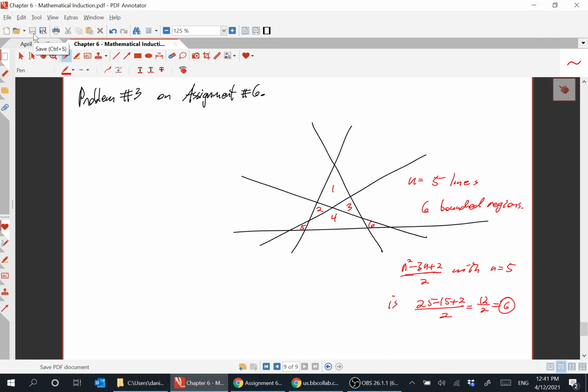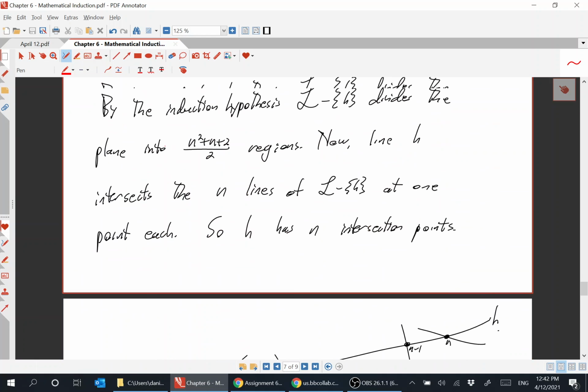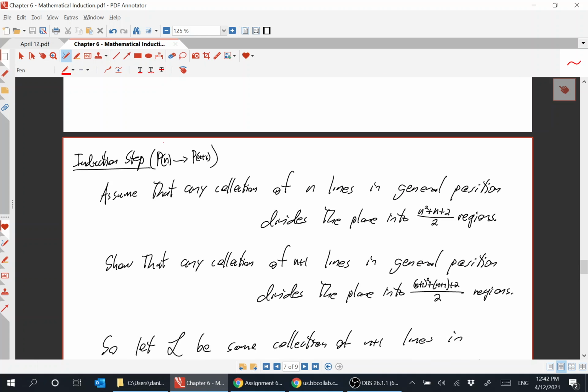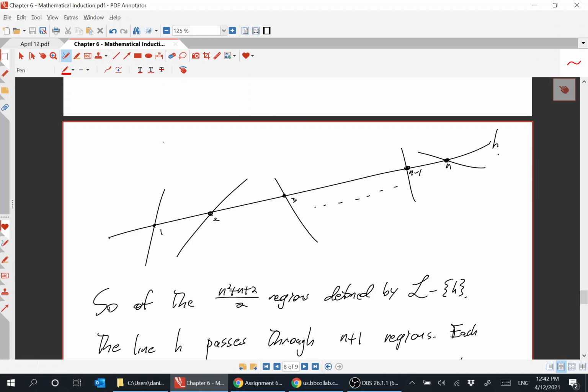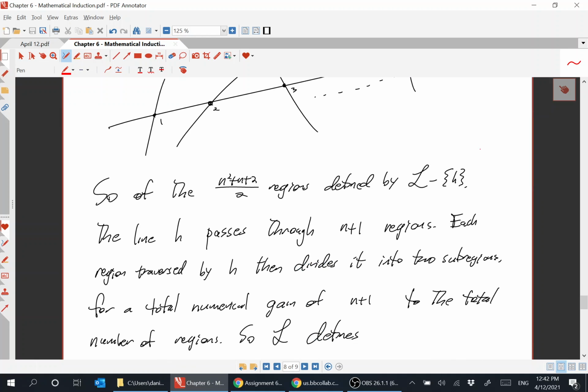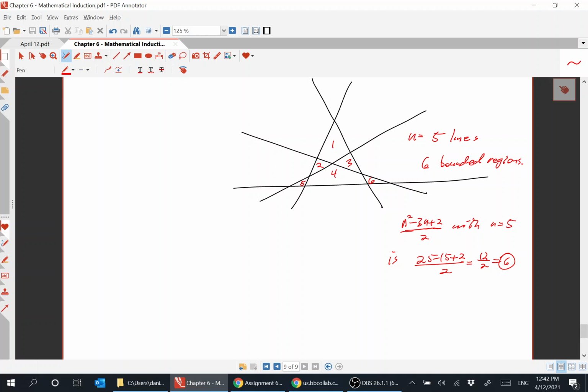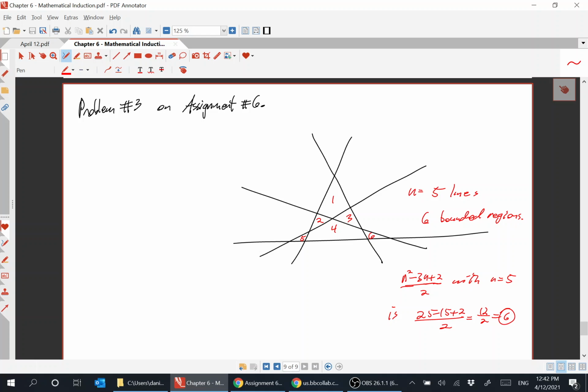Now the proof for this is nearly identical to the proof here. The only difference comes in, well, we're using a different polynomial expression, of course, but when you're adding this line back in, you're adding that last line back in. So let's take a look at how it works.